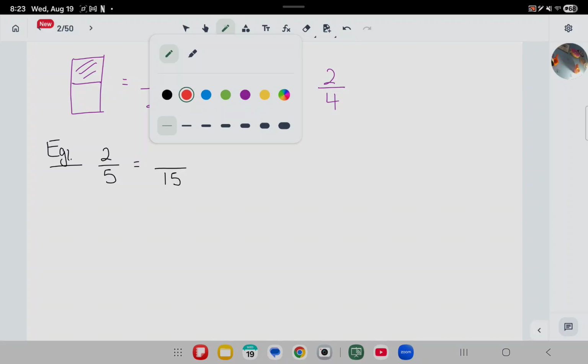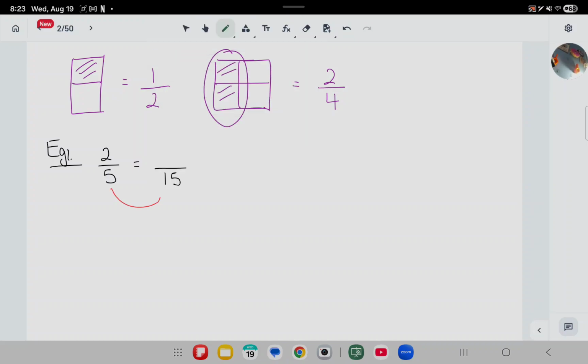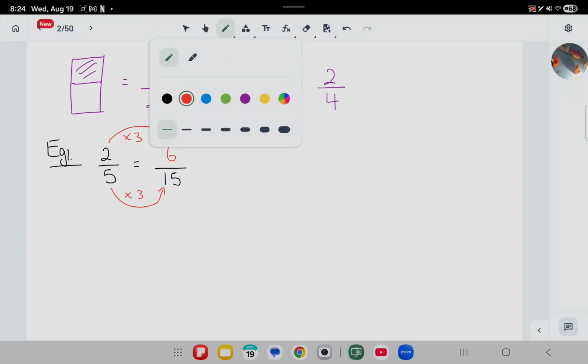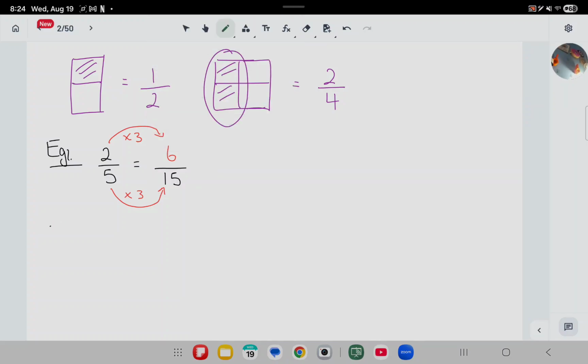Looking at this here now, we realize that we moved from 5 to 15. So we move from a smaller number to a larger number. So to move from 5 to 15, we multiplied by 3. Anytime we are moving from a smaller number to a larger number, we multiply. So 5 multiplied by 3 is 15. And whatever we do in the denominator, we also do in the numerator. So we also multiply here by 3. So 2 multiplied by 3 is 6. So we know now that 6/15 is the same as 2/5. Alright, both are equal. They're equivalent.